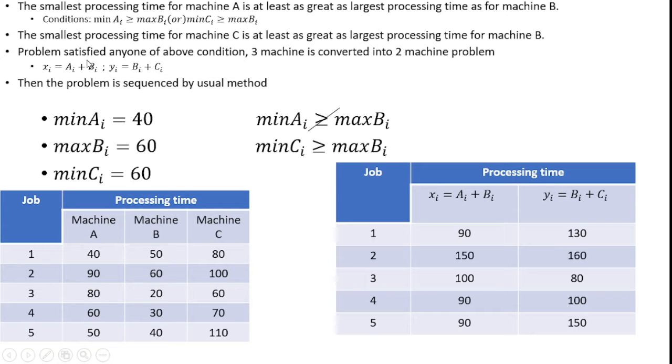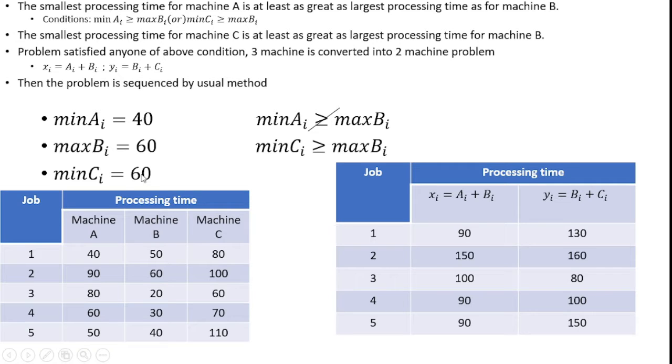Then I have to identify whether the smallest processing time for machine C is at least as great as the largest processing time for machine B. So I have to identify the minimum processing time with machine C. Here 80, 100, 60, 70 and 110 are available. From these, 60 is the minimum. Likewise, I wrote minimum Ci is equal to 60.